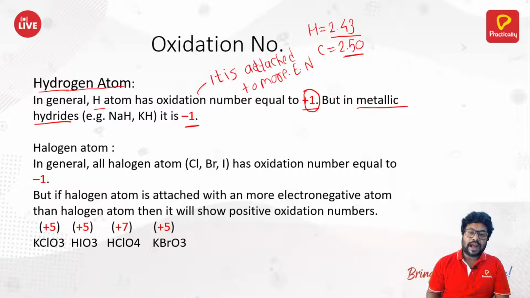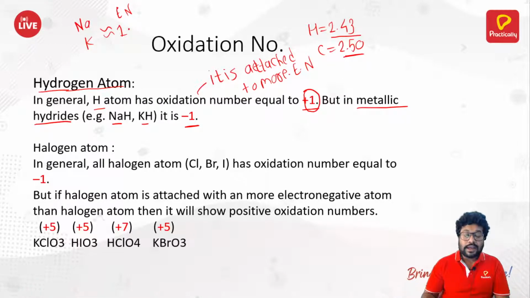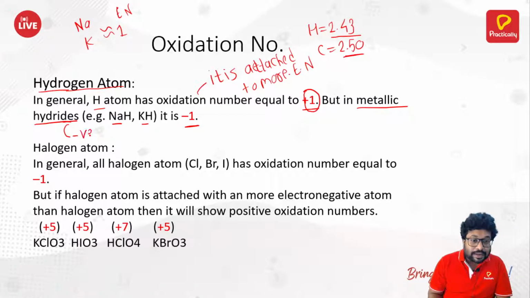That is why whenever hydrogen is attached to metals like sodium and potassium, their electronegativity lies somewhere around 1, 1.1. Now that 1 or 1.1 is quite less than 2.4. This difference of electronegativity of 1.3 or 1.4 is quite large. It is enough to create a -1 charge on the hydrogen. That is why they are called hydrides, IDE. This IDE stands for negative charge.